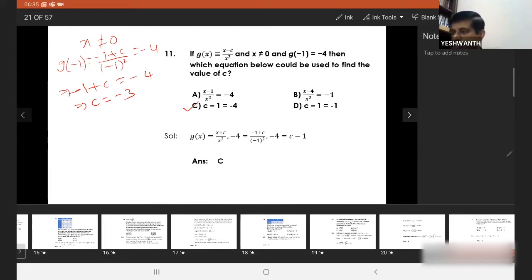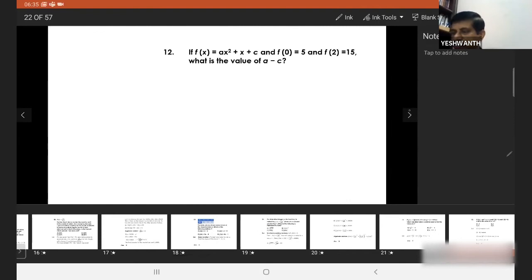Okay, let us go to the next question. Look at this. F of x equal to ax square plus x plus c, and f of 0 equal to 5 he gave, f of 2 equal to 15. So he's asking to find out the value of a minus c. So first of all, let us check what is the value of f of 0. F of 0 is 0 plus c. So 5 equal to c.